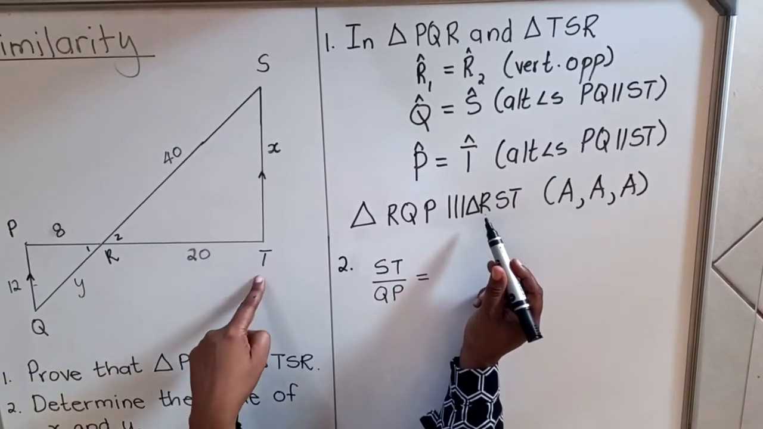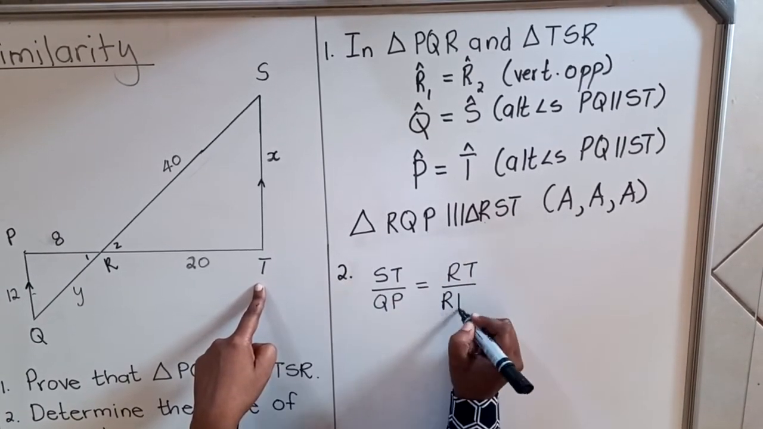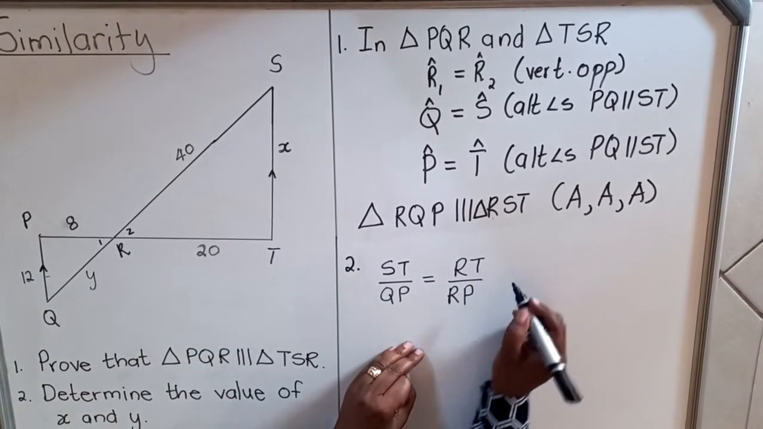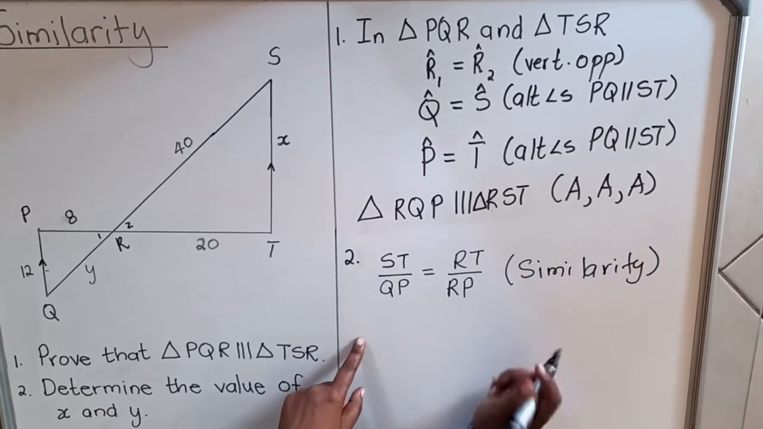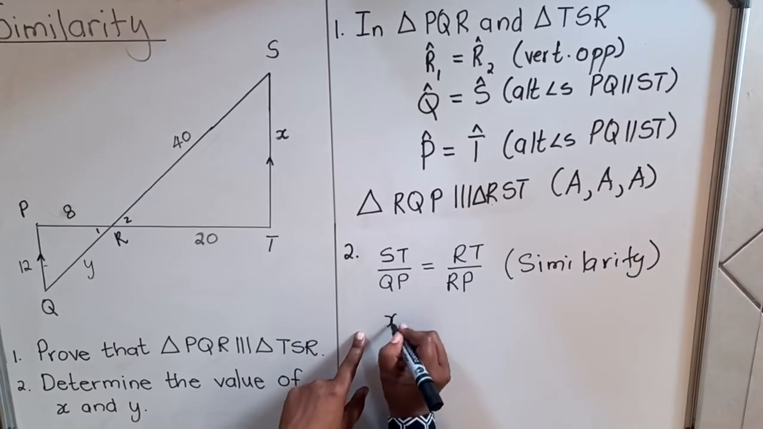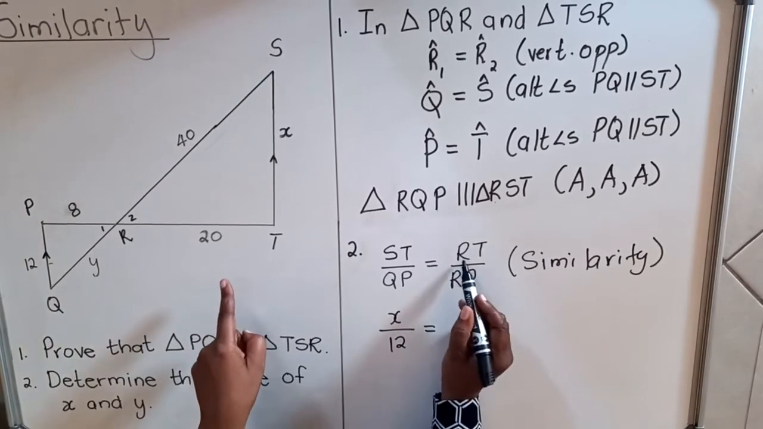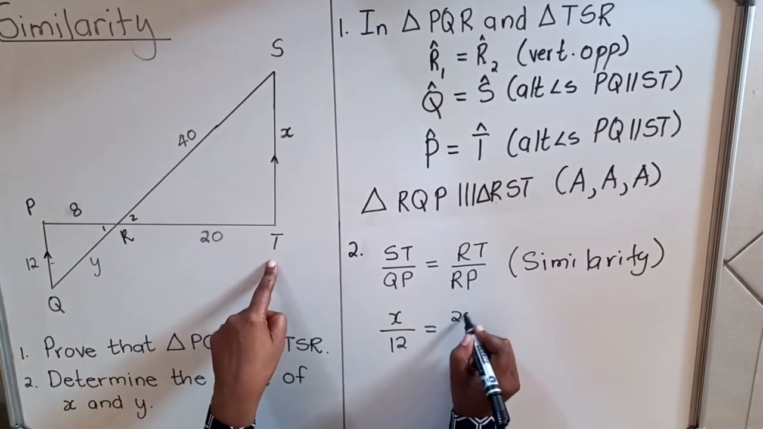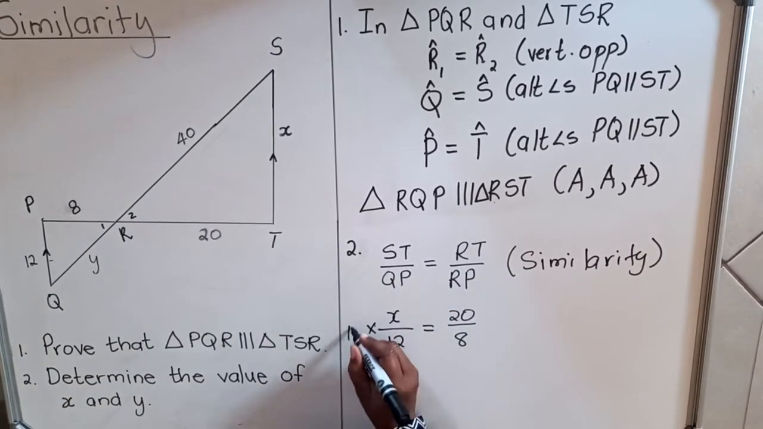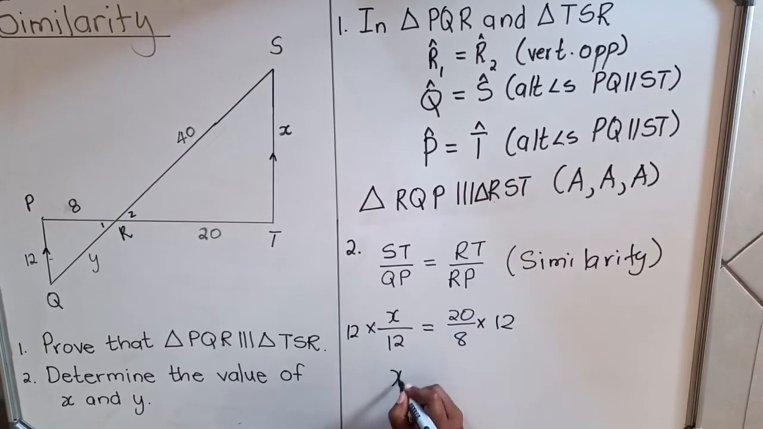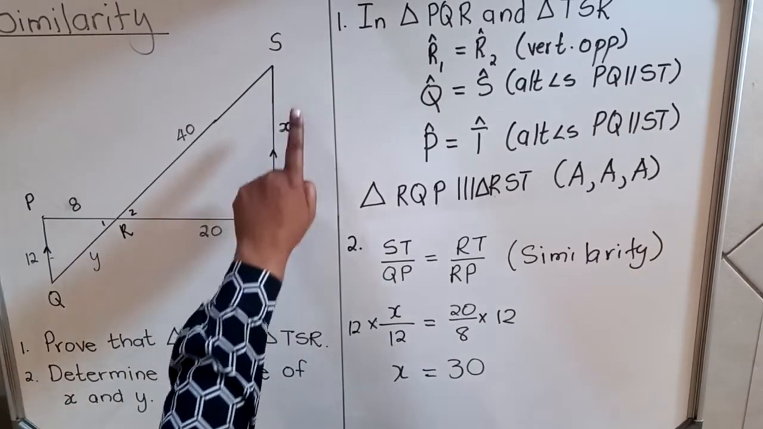Over, then take a side here. I'll take RT over RP. Make sure that you don't take a side that is not there, otherwise we have 2 unknowns. Now let's substitute values. ST was X over QP is equal to RT, which is 20, over RP, 8. Then multiply by 12 on both sides. X is equal to 30. So our X, that line, is 30 units.